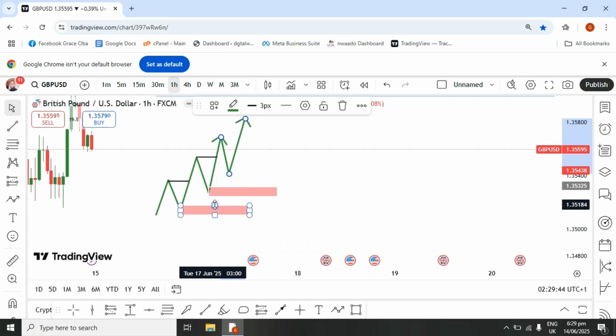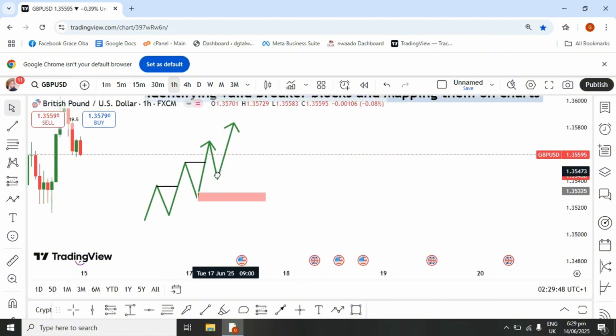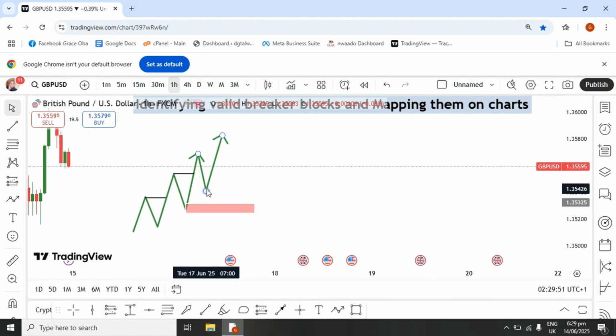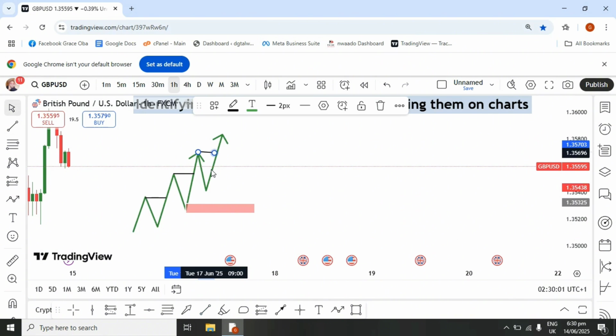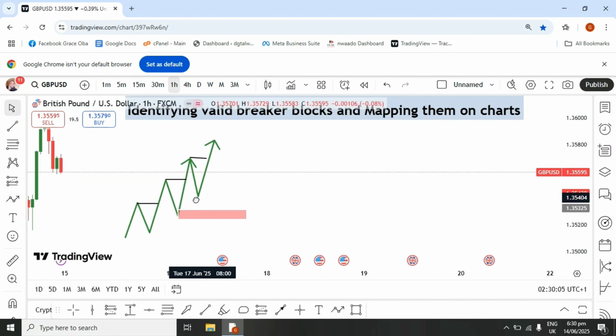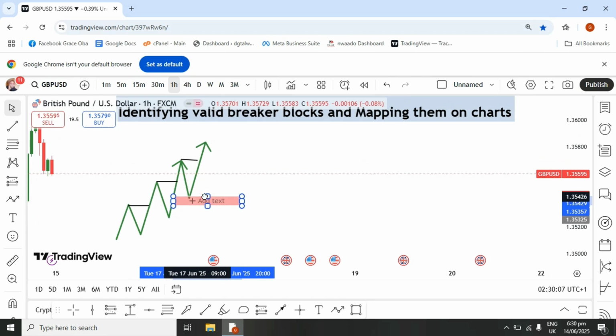So let me remove this to avoid confusion. From here you should know that there's a new order block here, because this is a swing and this is a BOS. There's a BOS here, in an uptrend direction, and there's also a bullish order block from here. Let me move this way.